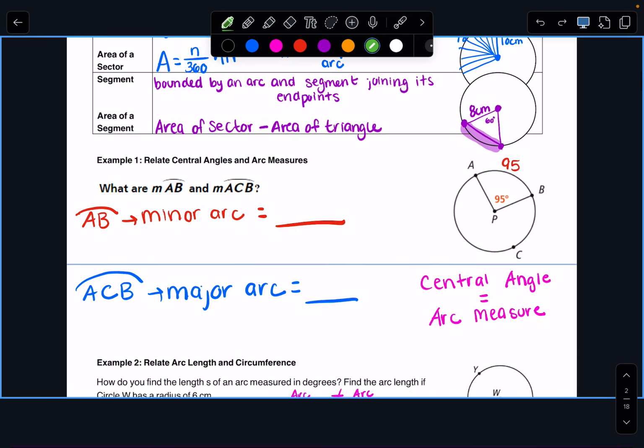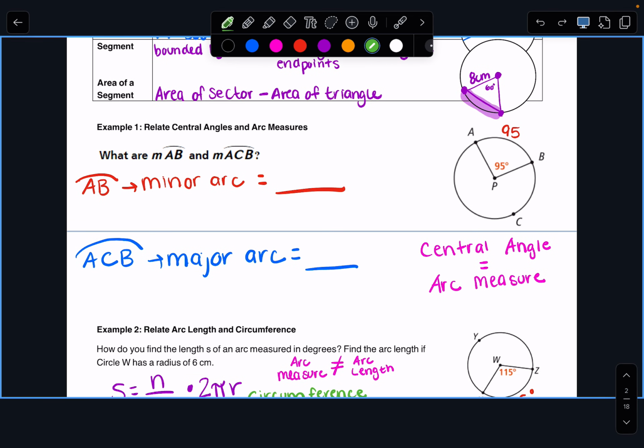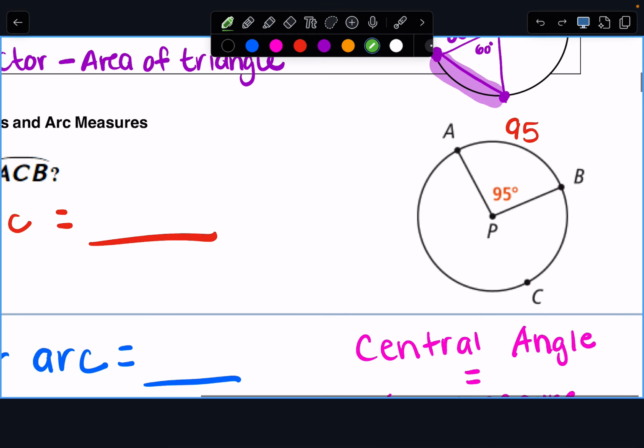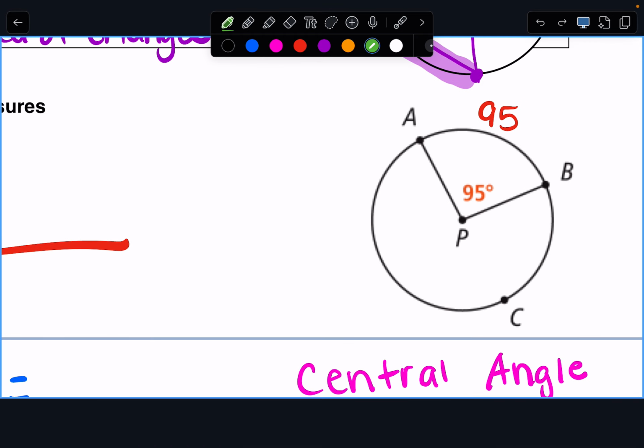All right, let's go ahead and start with example 1. Just an introduction into our circles and our arc measures and central angles. In our circle here, let's take a gander at what we're given. We would call this circle P. We typically name circles by their center. I see that we have a central angle, an angle formed by the center, 95 degrees.